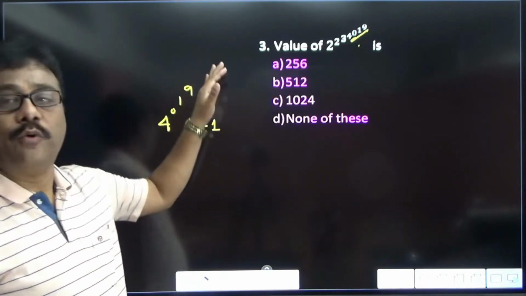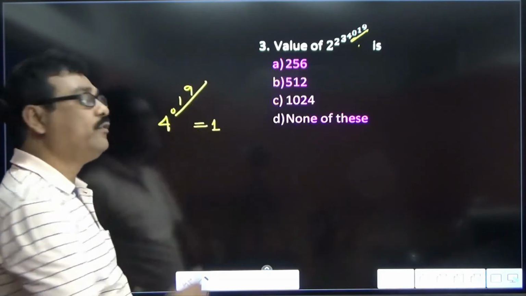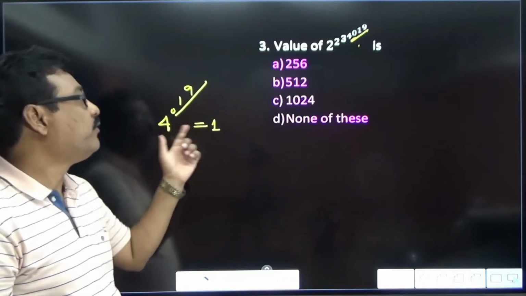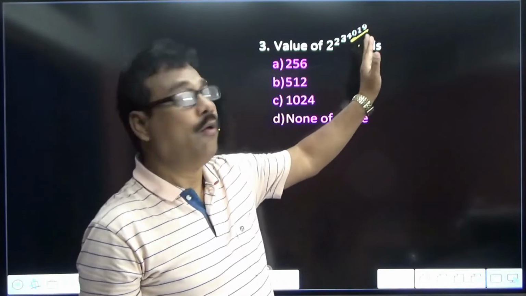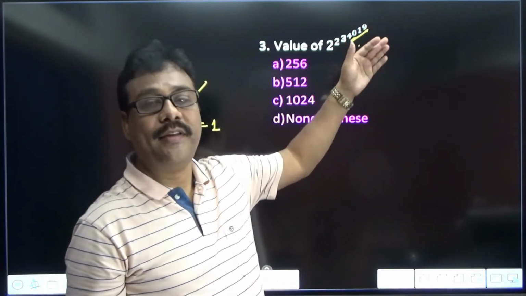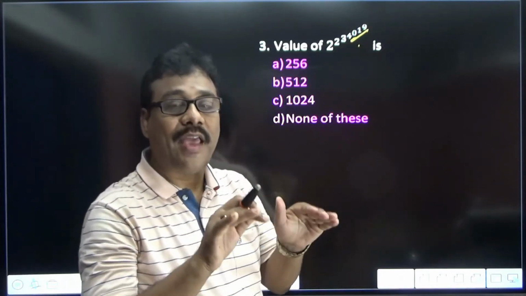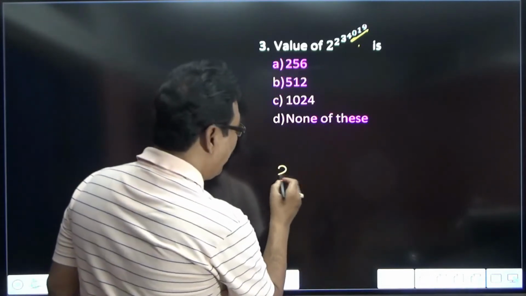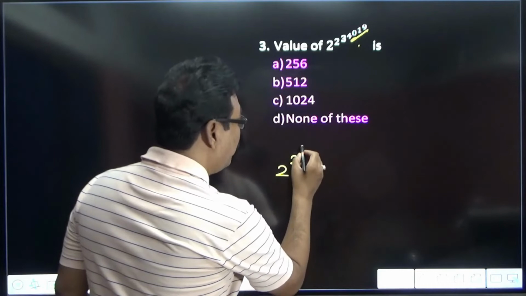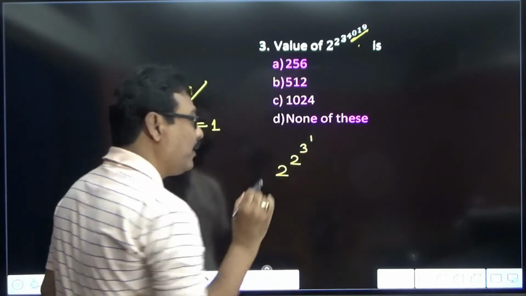Anything to the power 0, whatever thing may be written here, there is no issue. This value has to be 1. That means before 0, whatever expression, whatever number is there, on that place I can put 1. So what do I get now? 2 to the power 2 to the power 3 to the power 1.